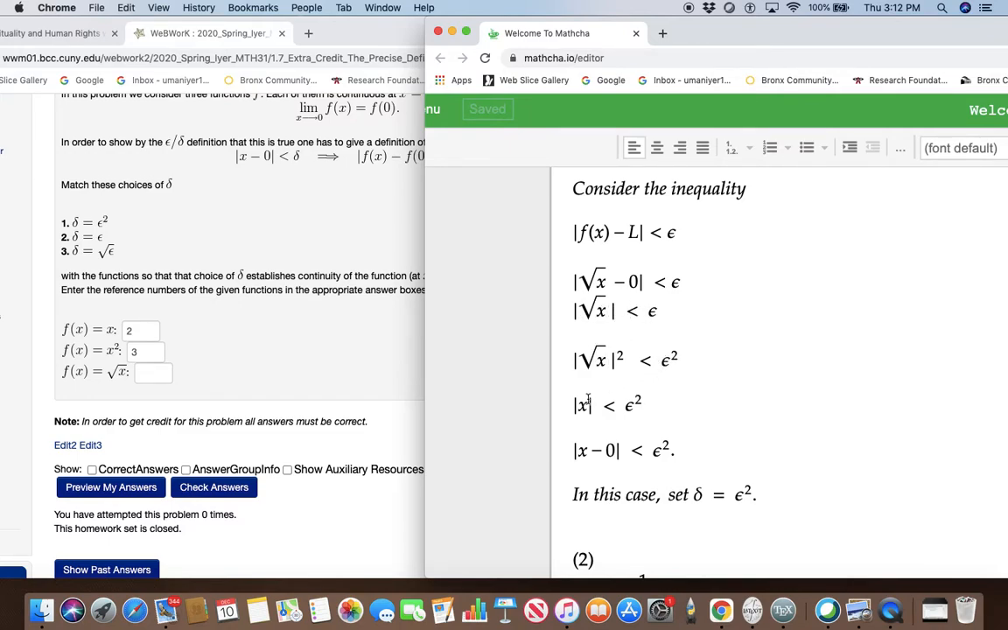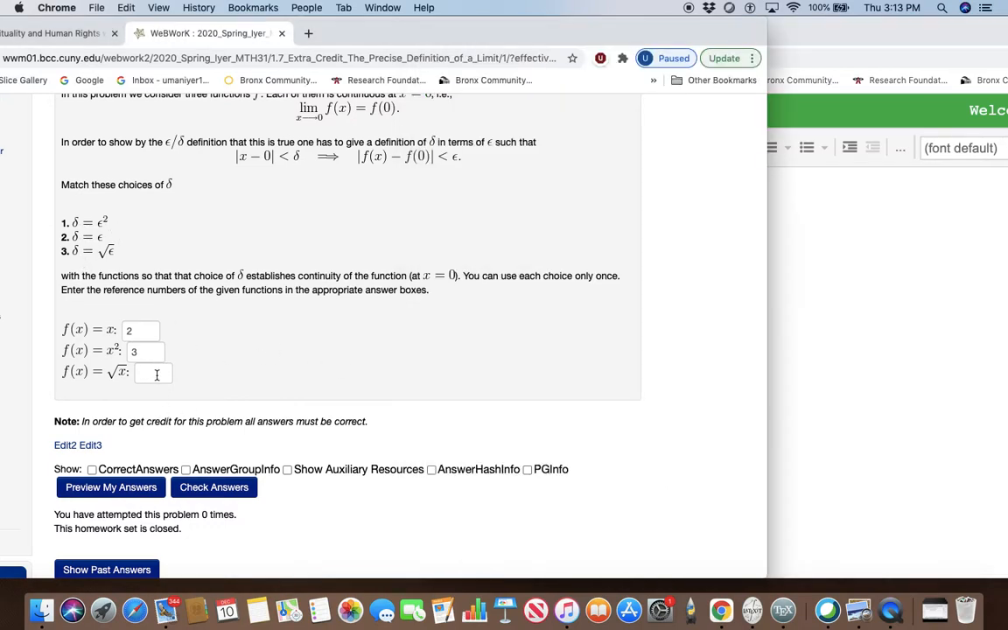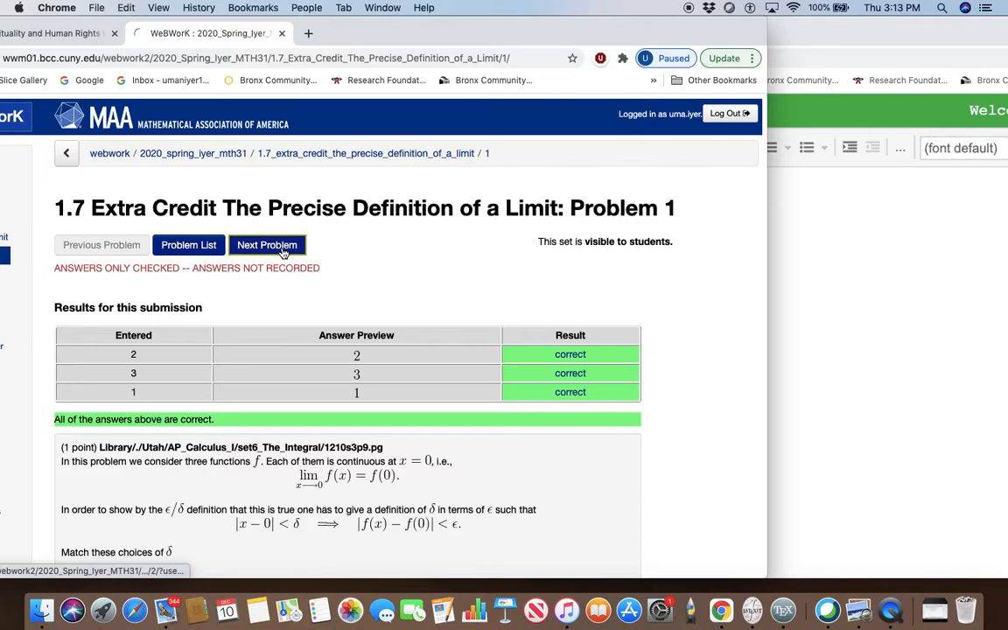Square both sides, you get absolute value x less than epsilon squared. That is, absolute value x minus 0 is less than epsilon squared. So this quantity is your delta. So delta is epsilon squared. So that's 1 here. And check answers. Everything is good. Next.